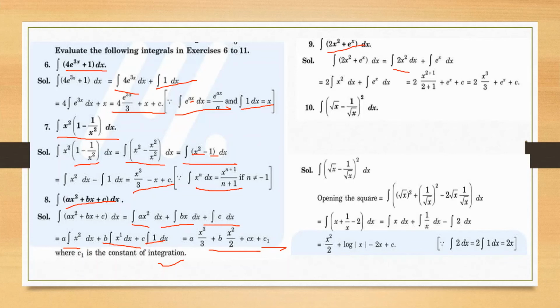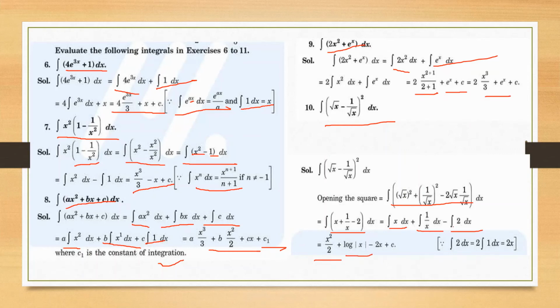For this one, again it is suggested that you open the bracket using (a minus b) whole square. So this becomes a simple function, and on separation it becomes the integral of x dx plus half the integral of 1 by x dx minus 2 dx. So x gives x square by 2, 1 by x, you remember, gives log mod x, the formula we discussed, and minus 2x, because it is 2 outside and the integral of 1 dx is x, plus c, the constant of integration.